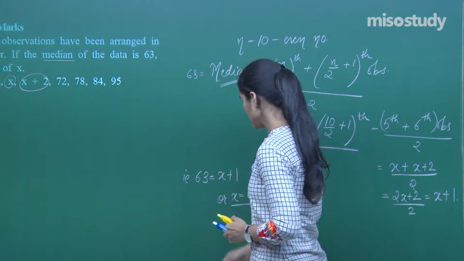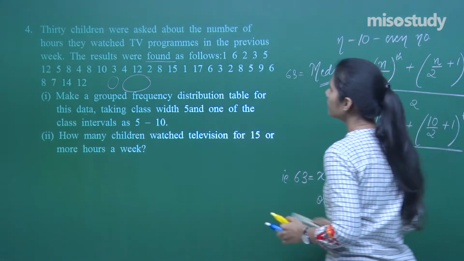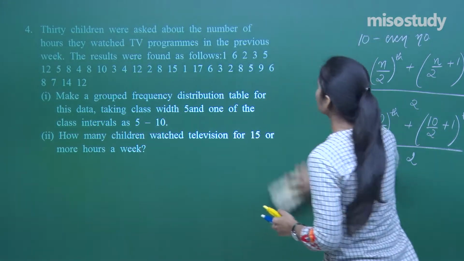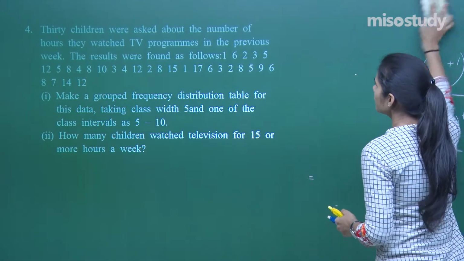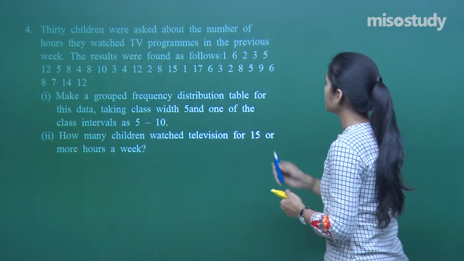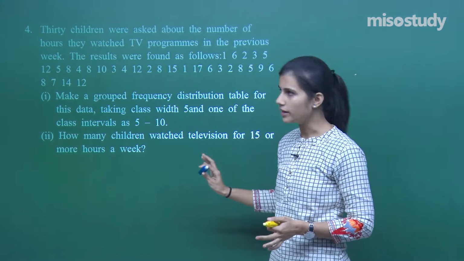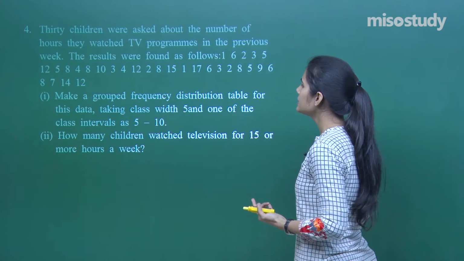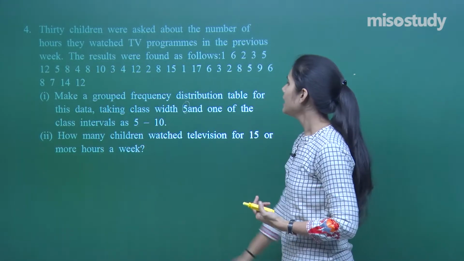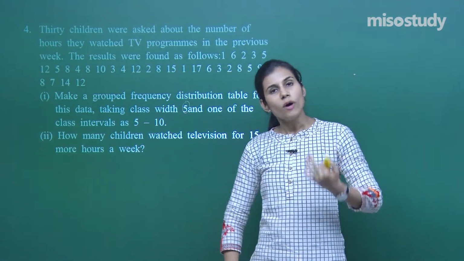Cool enough? Next question says that 30 children were asked about the number of hours they watched TV programs in the previous week. The results were found as follows. Okay. So these are the number of hours: 1 hour, 6 hours, 2 hours, 3 hours, 5 hours, and so on up till 12 hours. Make a grouped frequency distribution table for this data, taking the class width as 5 and one of the class intervals is 5 to 10. So they are giving you one of the class intervals.